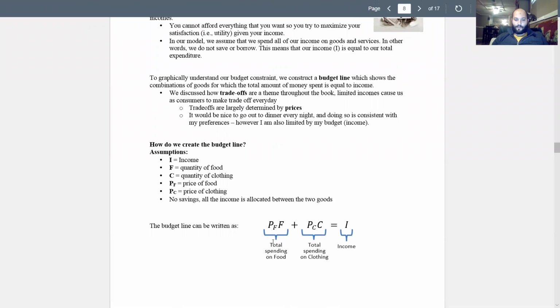In the previous graph, we had food on the x-axis. So we have the price of food times how much food you have, plus the price of clothing, the y variable, times how much clothing you have equals your income I. Or in a more general case, we have PxX plus PyY equals your income I.